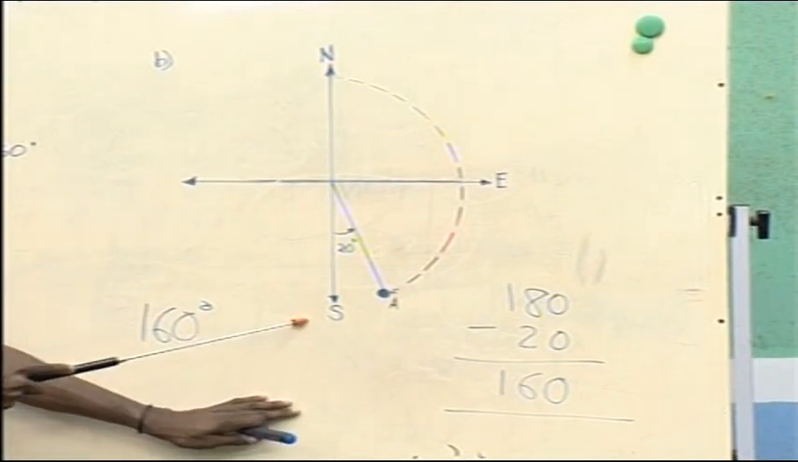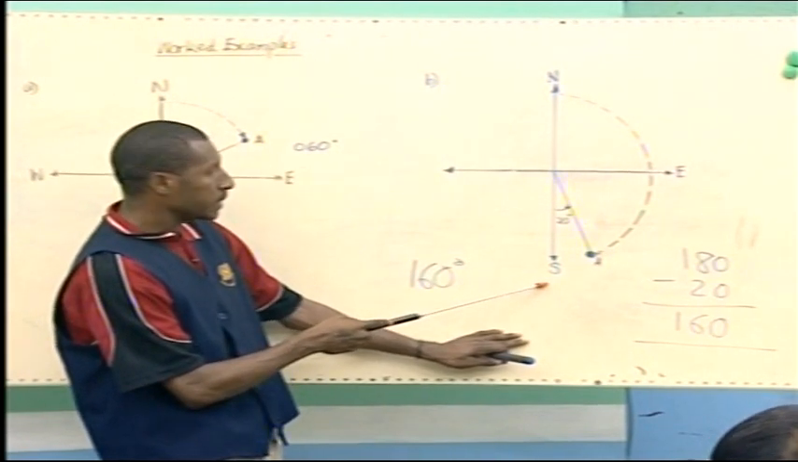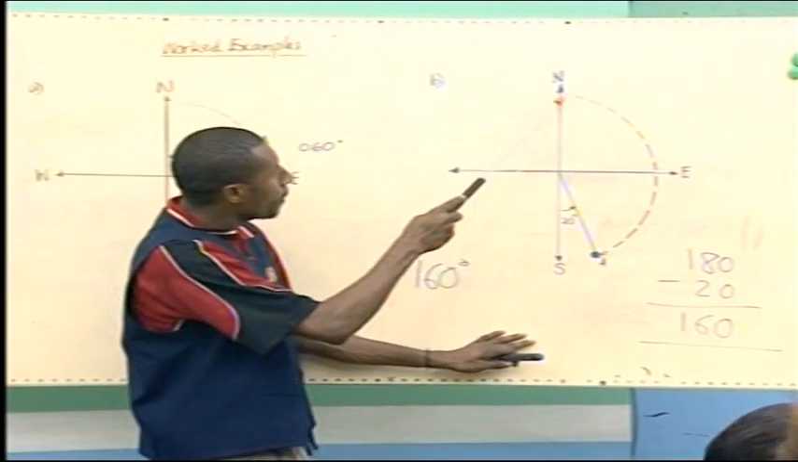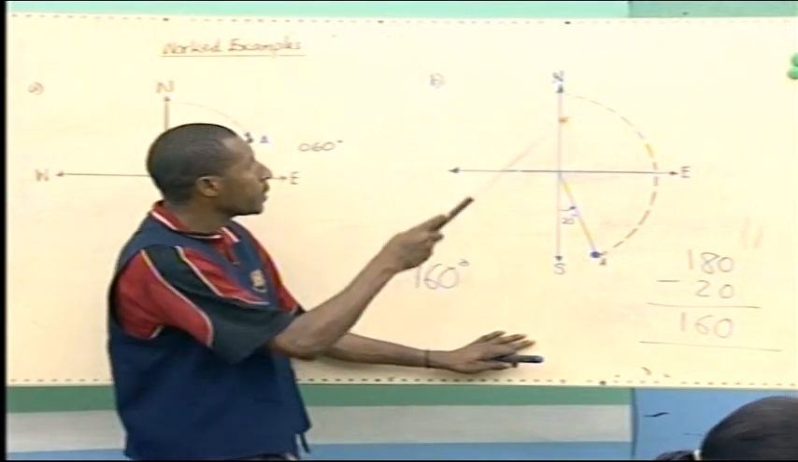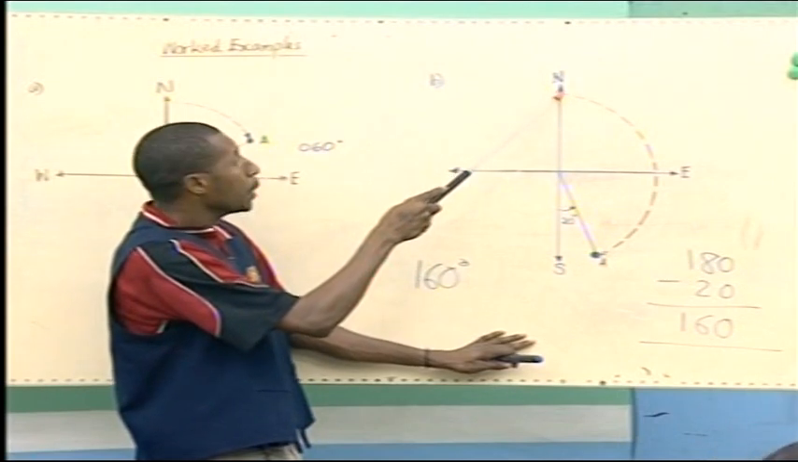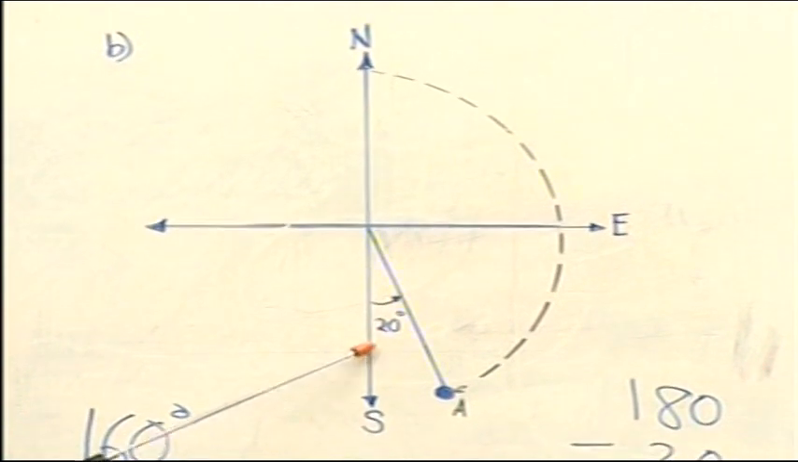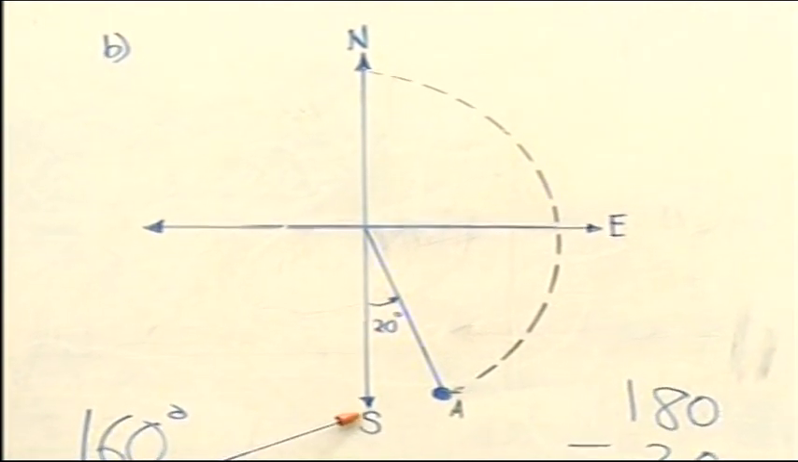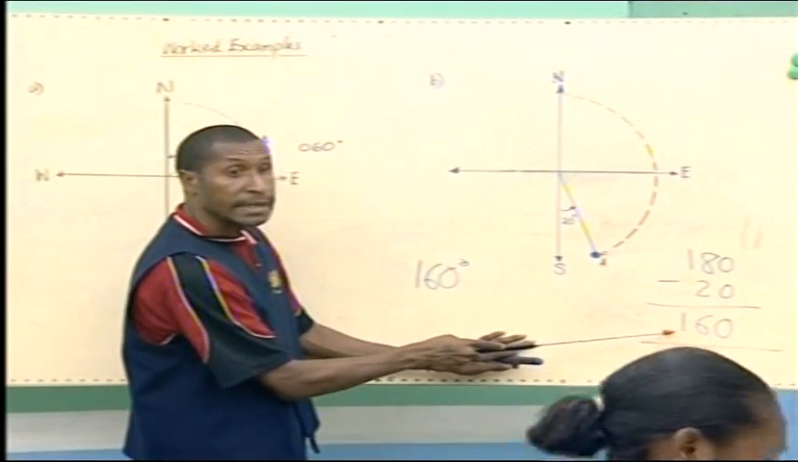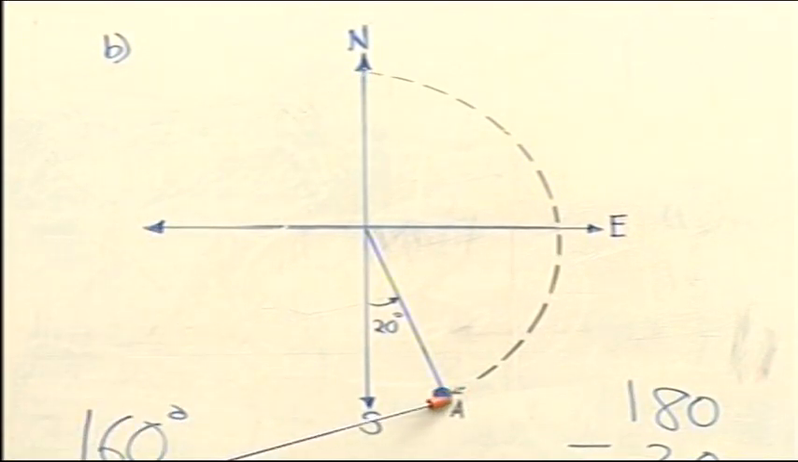Now, from north to south, how many degrees? 180. We are only interested from north to point A, the bearing. We are trying to find the bearing from north to point A. So, to find the bearing from north to point A, we subtract 20 degrees, which is south to point A, from 180 to get the bearing for north to point A. Okay?